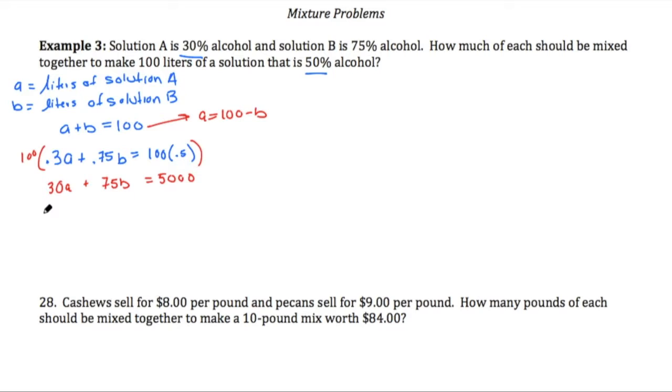So if that's A, I can plug that into our equation where I see A. So 30 times (100 minus B) plus 75B equals 5,000. Great. So we can now solve because we've got one equation with one variable. So 3,000 minus 30b plus 75b equals 5,000.